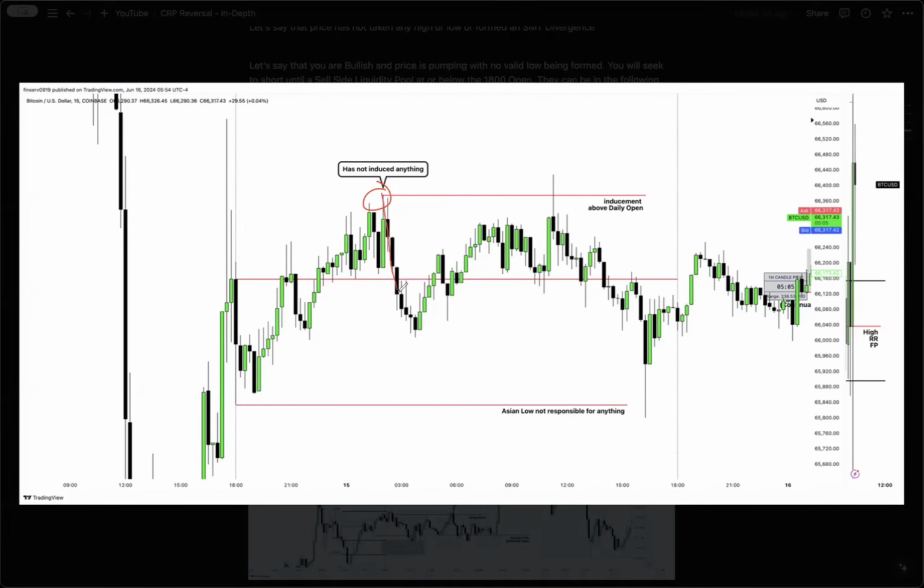Price drops, it's a reversal profile. So what price must do is it must then induce, if it wants to go down, we must induce something above the opening price. So this high has not induced anything, so that's going to be the inducement. And because the Asian low has not done anything, because look, it's not responsible for anything, price will reverse there and it will converge back to the opening price.